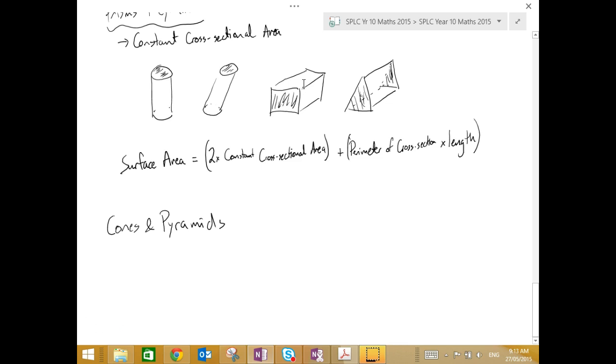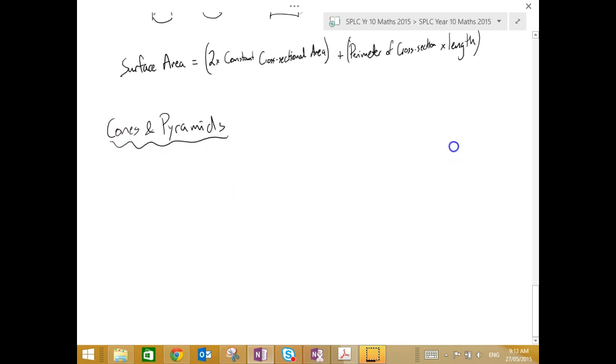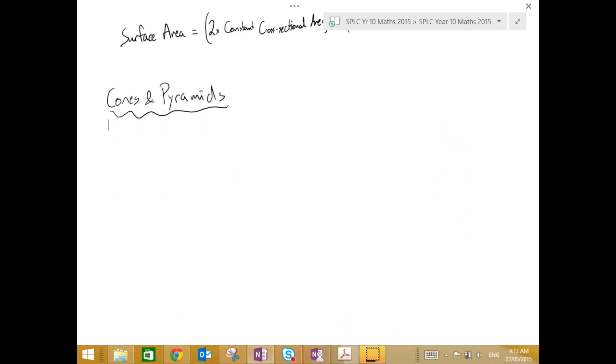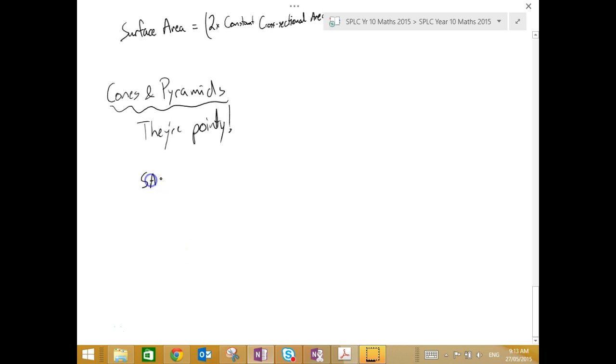Cones and pyramids, what's special about them? They're pointy. For cones and pyramids, there isn't a nice special rule to find the surface area. I would just find the area of each side and add.